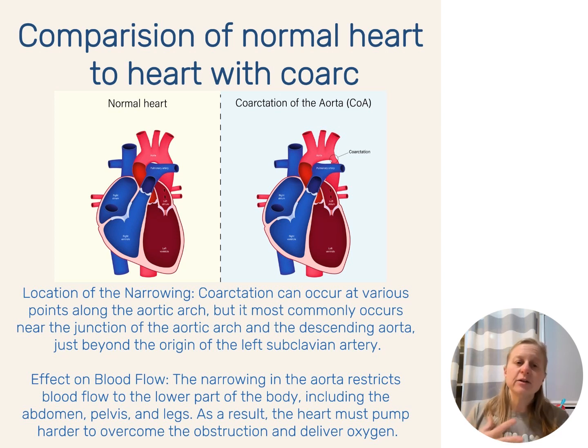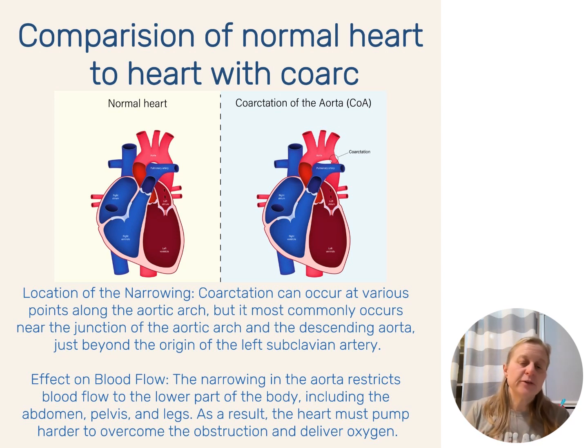So depending on the location of the narrowing, it really depends on what is going to happen with the baby. Most commonly, it occurs near the aortic arch before the descending aorta, just beyond the left subclavian artery. So this is that third branch. It's usually happening after it. Often this is also, again, the location of your ductus arteriosus. So while that is open in utero, you can't easily tell, especially if it's a mild constriction, that the baby has a coarc.